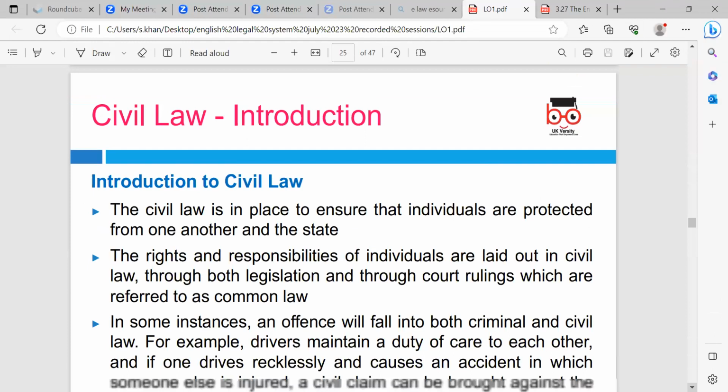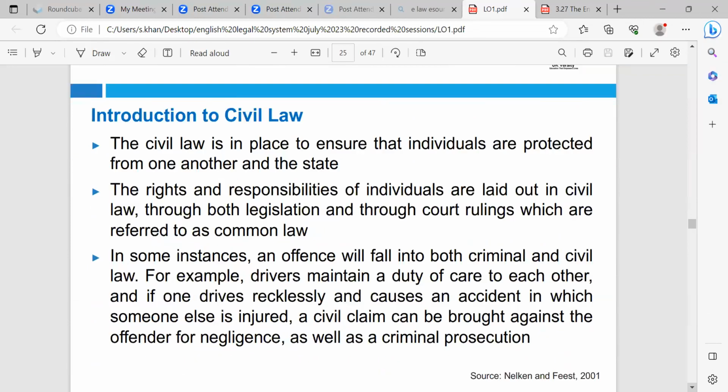So, introduction to civil law. Civil law is in place to ensure that individuals are protected from one another and the state. The rights and responsibilities of individuals are laid out in civil law through both legislation and through court rulings, which are referred to as common law.